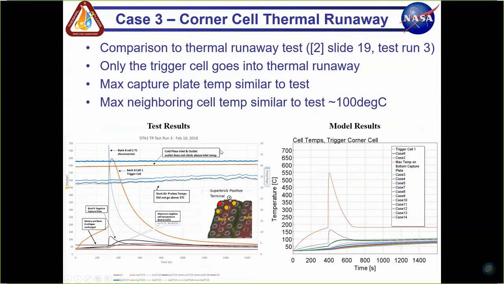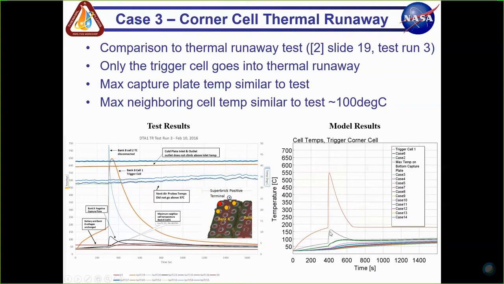And then you can also see there's some other components here looking at temperatures, for example, the temperature of the negative or the lower capture plate. And you can also see the maximum neighboring cell temperatures here as well. And so these are the test results. And then here you can see the GT suite model representation results.